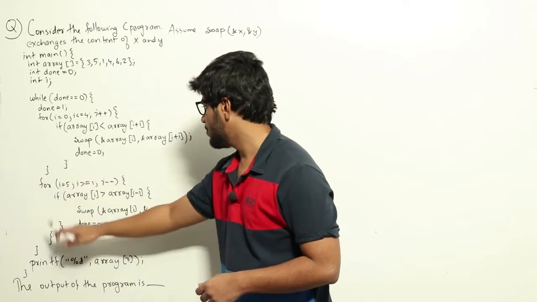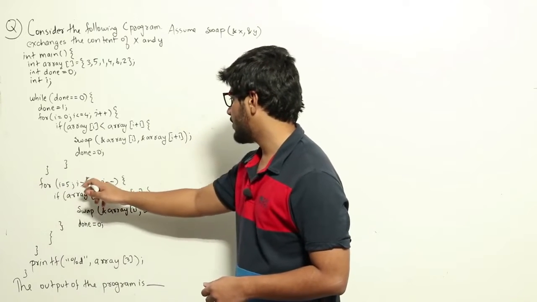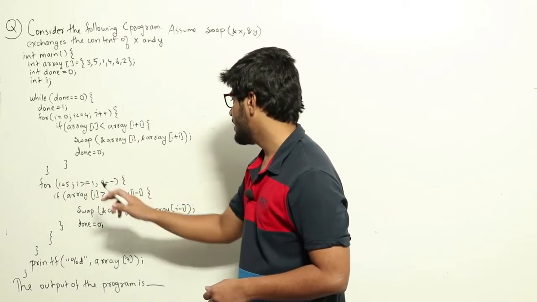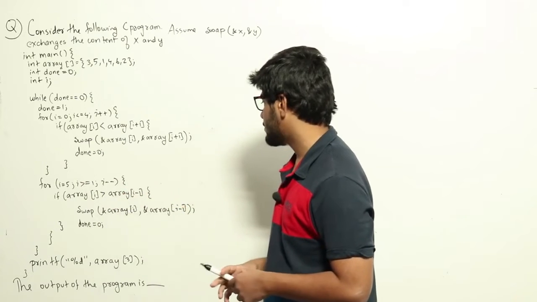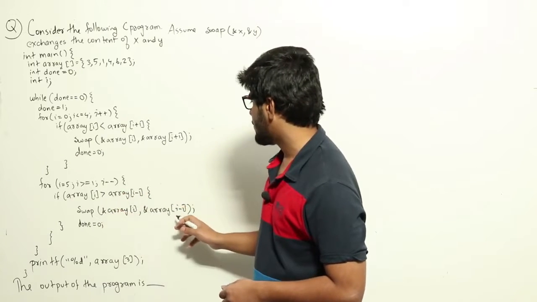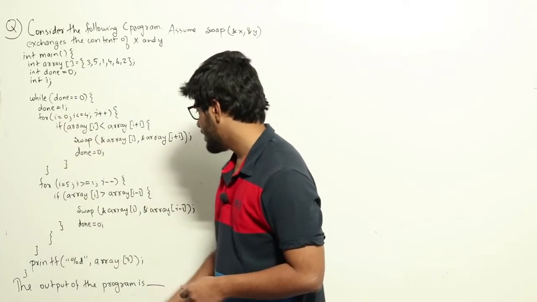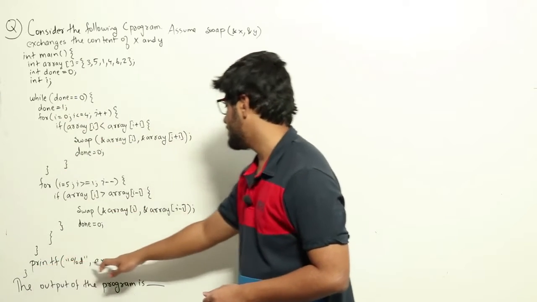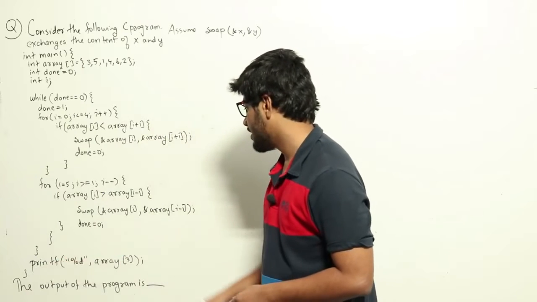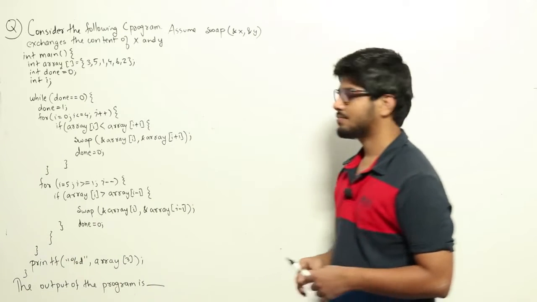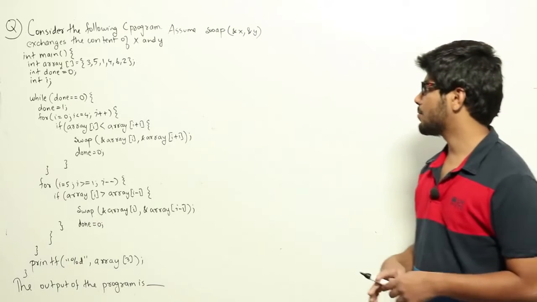Then there is one more for loop. For i equal to 5, i greater than or equal to 1, i minus minus. If array of i greater than array of i minus 1, swap array of i and array of i minus 1, done equal to 0. These two for loops come within this while loop. And at the end we are printing array of 3, printf array of 3. The output of the program is dash. So they have given us this particular program.